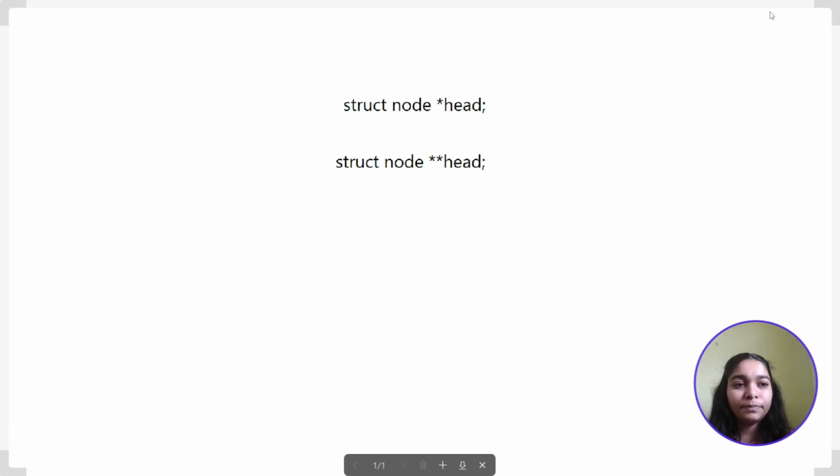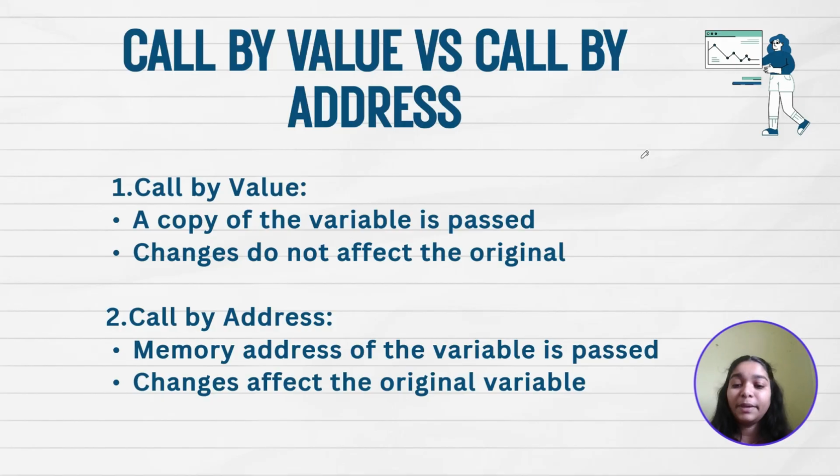So remember, use call by address when you want to modify the linked list structure, like inserting or deleting nodes, and use call by value when you just want to display or count and don't want to change anything. So this is what I actually wrote here. I hope you understand call by value versus call by address. Now let's move further.